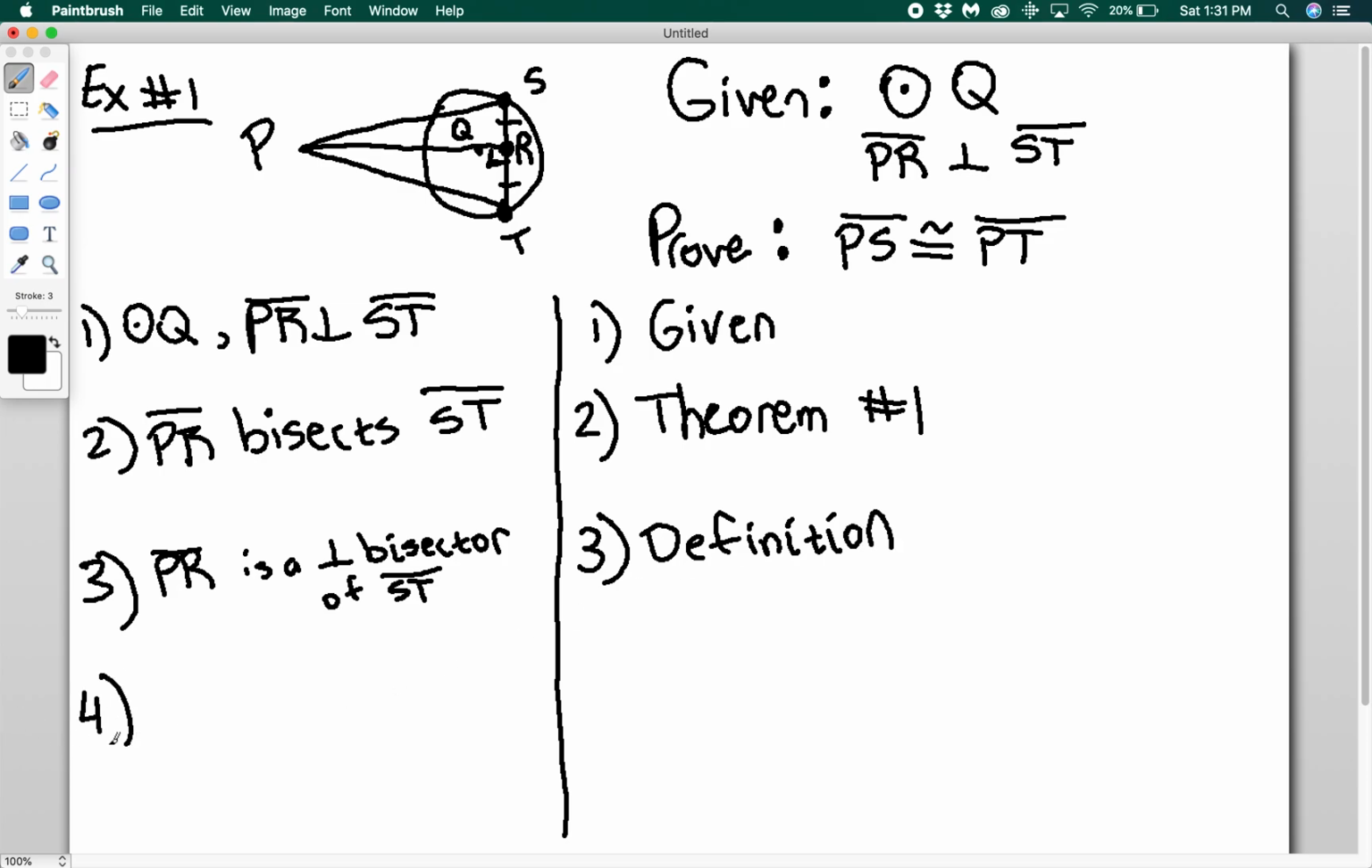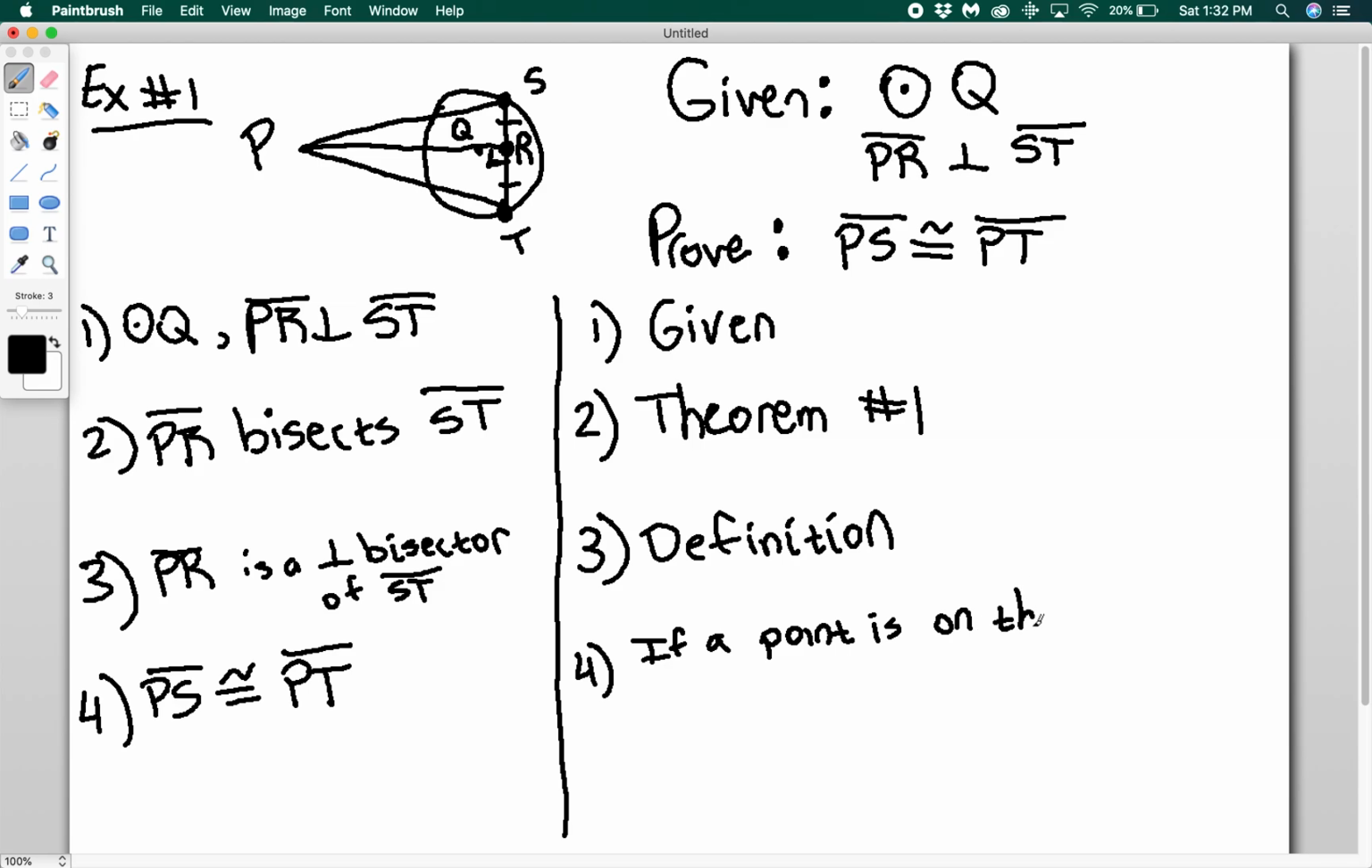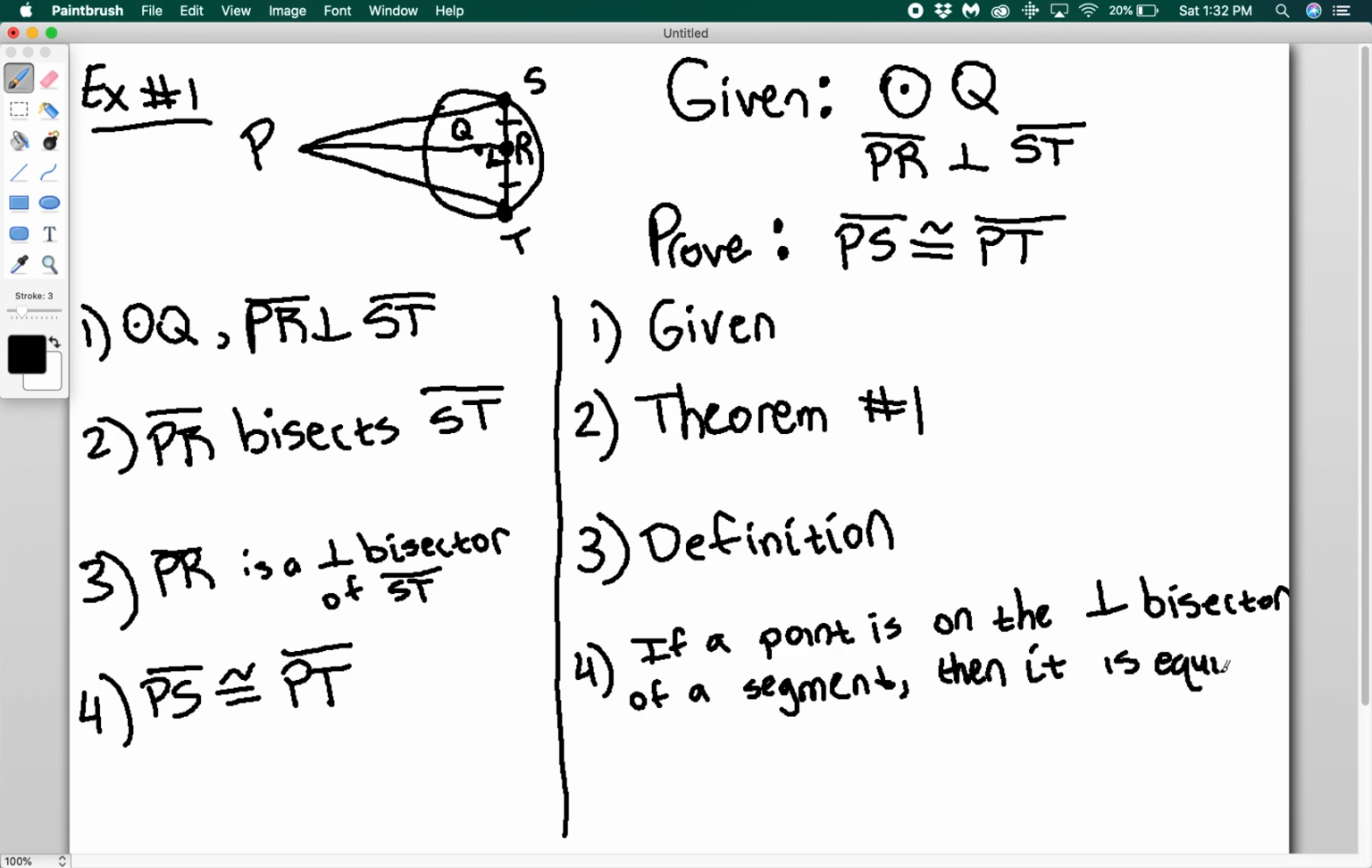And then finally, we can write the final statement. We can write that line segment PS has to be congruent to line segment PT. And why is that? Well, that is because if a point is on the perpendicular bisector of a segment, then it is equidistant from the endpoints.